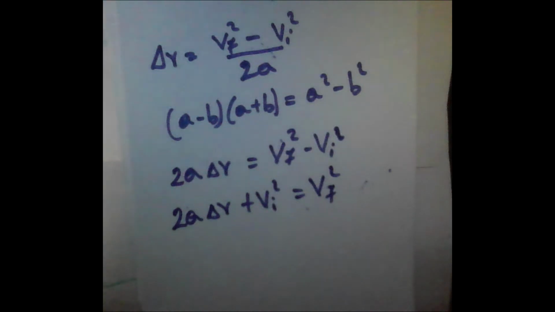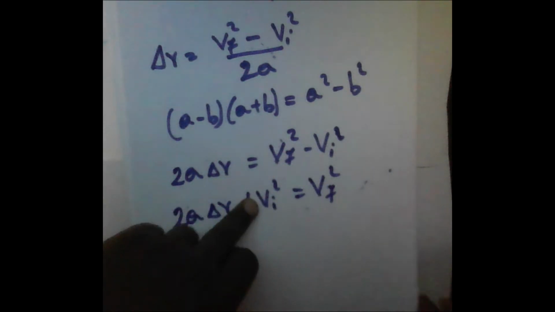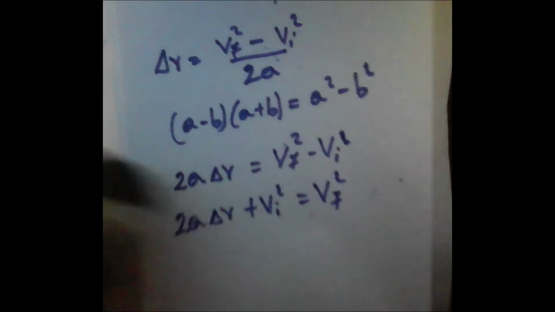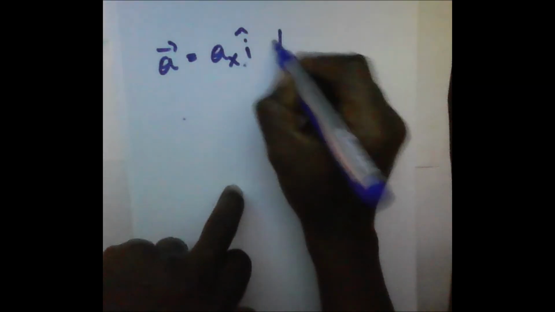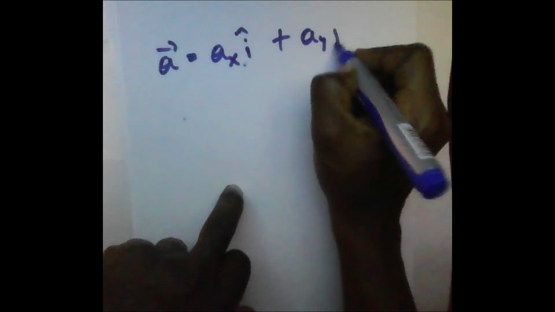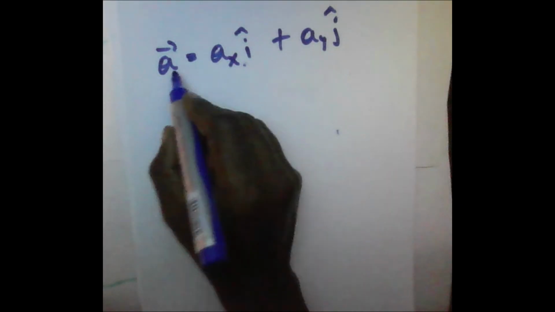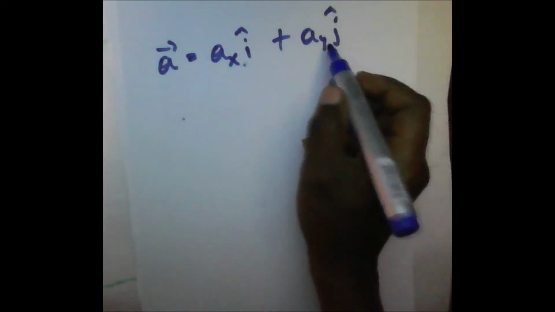Okay, so having this relation in mind, now let's look at the components in the direction of x, the direction of y for acceleration as well as velocity. We know that acceleration is equal to the component in the x, in the i direction, and the component in the y, indicated by j. So ax in the i plus ay in the j.